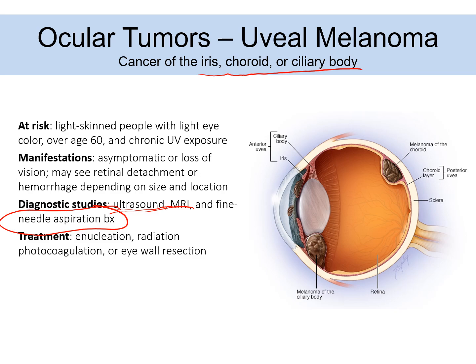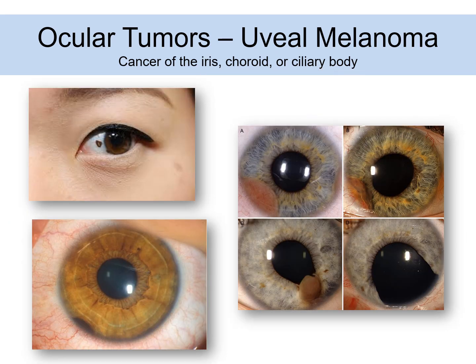With any cancer, the cure is to remove it if we can. So with this, enucleation might be appropriate. That's where the whole globe is removed, the whole eyeball. They may need radiation, photocoagulation, or eye wall resection. So they may just cut a piece off and then try to repair it so that the patient can still keep their eye. So it just depends. Here's some pictures of what this may look like, uveal melanoma.